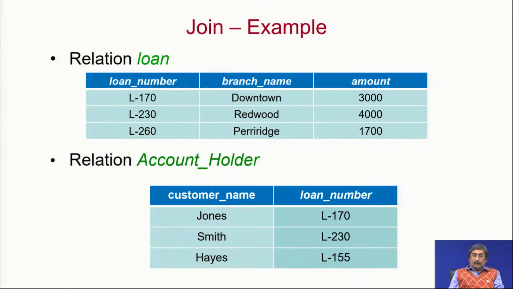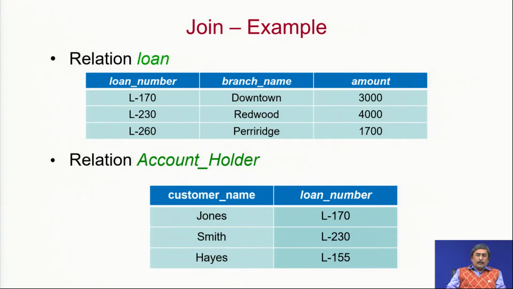Say that I have a table called loan, the loan numbers are there, the branch in which the loan is taken is there, the amount of loan is there. I also have an account holder table in the bank, in the financial institution. The customer name is there and the loan number is there. Also, we should know that all customers do not take loans, and similarly anybody who takes a loan in that particular bank will not have an account in that particular bank, right.